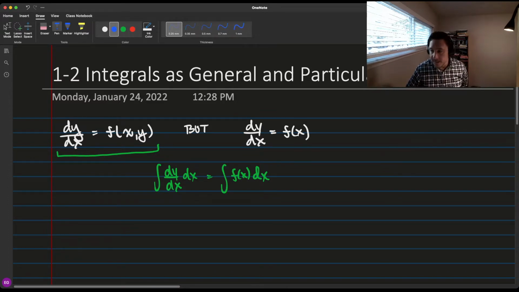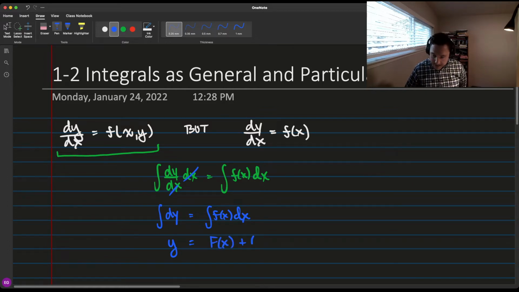So what happens over here? Well, these dx's cancel. You get integral dy equals integral f of x dx. So when you integrate the left-hand side, you're going to get y. When you integrate the right-hand side, you get big F of x plus c, the antiderivative. So that would be your general solution. How would you find a particular solution? Well, you'd have some initial value, y of x naught equals y naught. That will allow you to solve for c, so you can solve and you can plug that in.